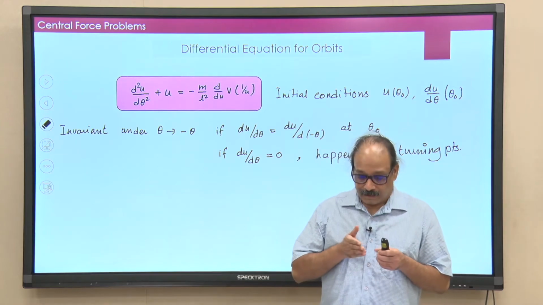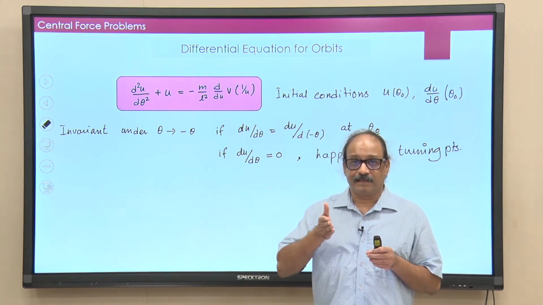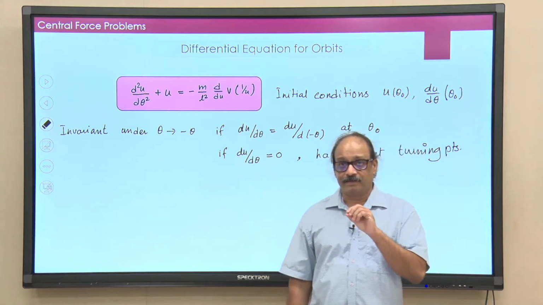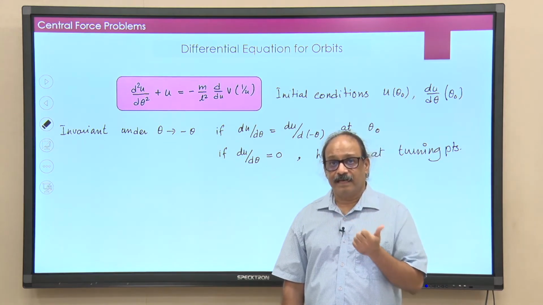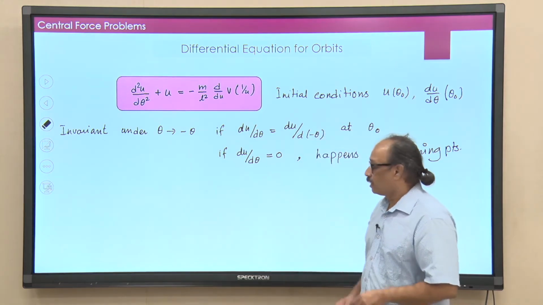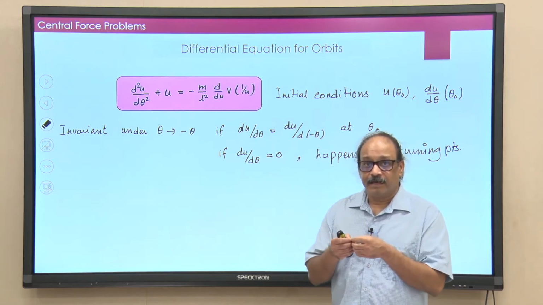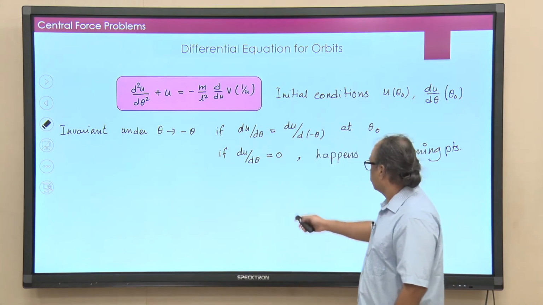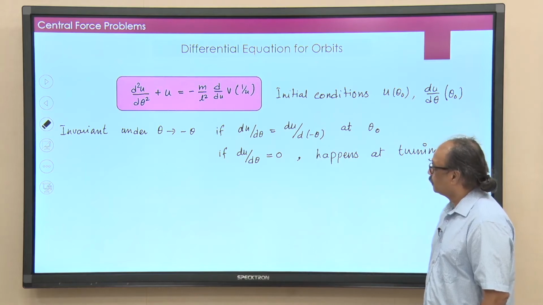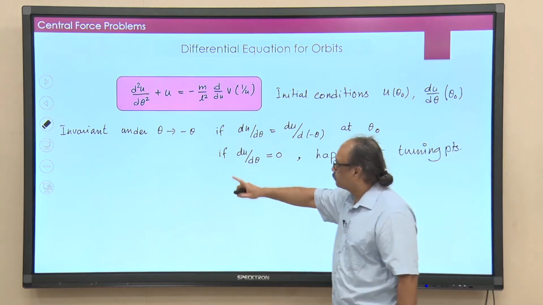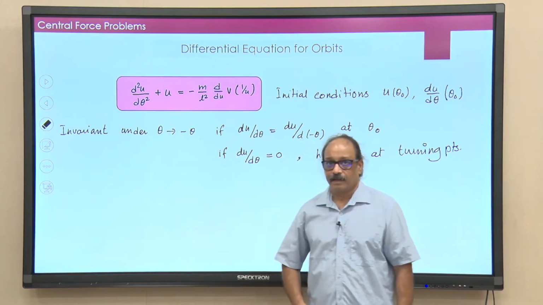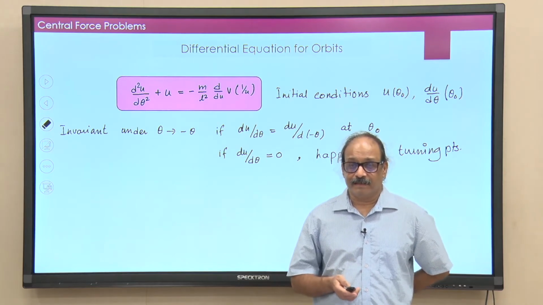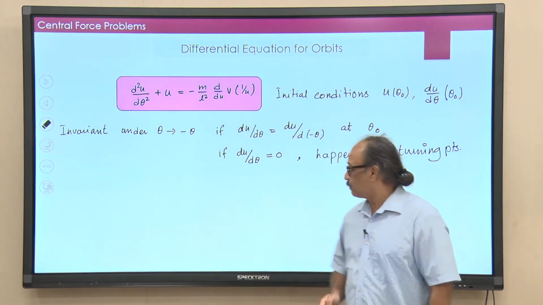At the turning point, your du by d theta is equal to 0. That means the value of r changes as theta changes, but it comes to a turning point, and there the value of r does not change. In fact, it starts changing direction. So, if r was increasing, at the turning point r starts decreasing, and at the lower turning point it will start increasing again. So, this happens at the turning point, and what it says is that if this condition is met, then the trajectories, whether you use theta or minus theta, would be the same.